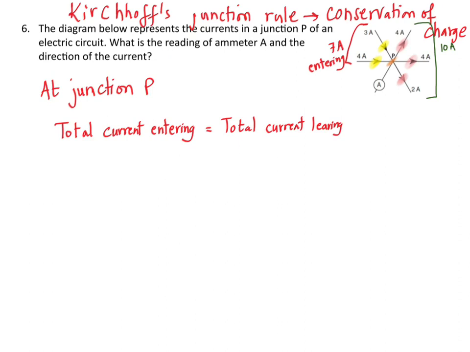So according to Kirchhoff's junction rule, the total current entering should be equal to the total current leaving. That means this ammeter should read 10 minus 7, which is equal to 3 ampere. That means the ammeter reading should be 3 ampere and it should be entering the junction.